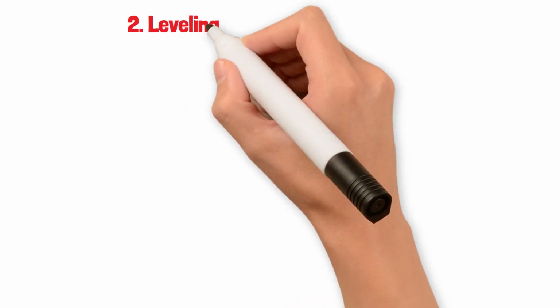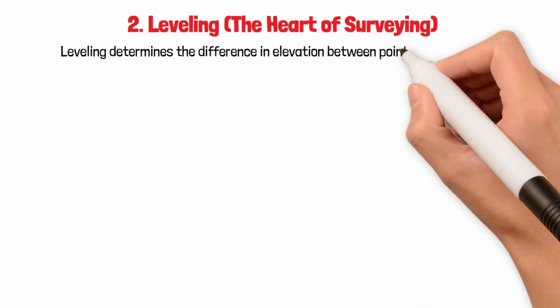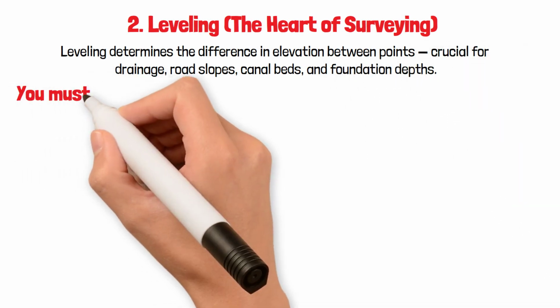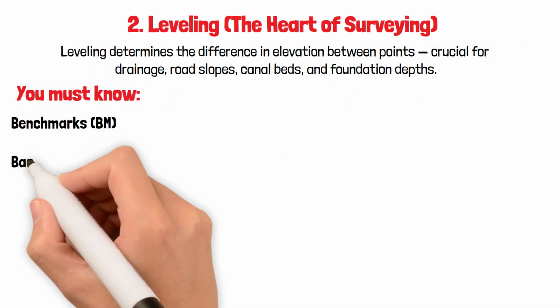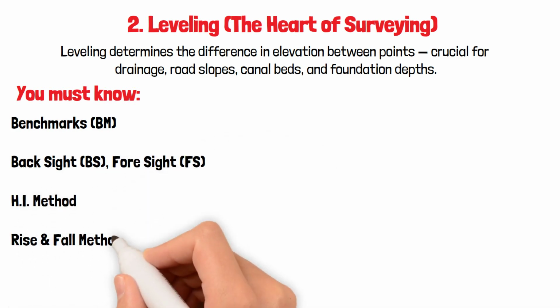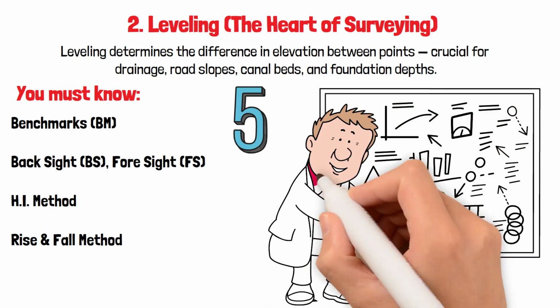2. Leveling, the heart of surveying. Leveling determines the difference in elevation between points, crucial for drainage, road slopes, canal beds, and foundation depths. You must know benchmarks (BM), backsight (BS), foresight (FS), HI method, rise and fall method. If you get these 5 words right, almost every leveling numerical becomes predictable.